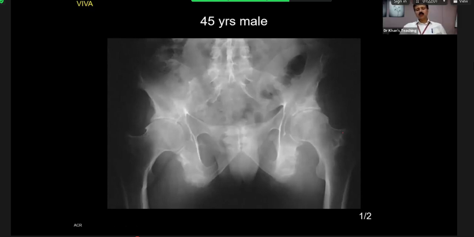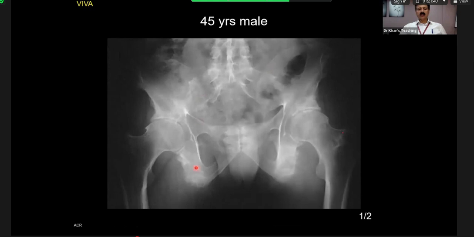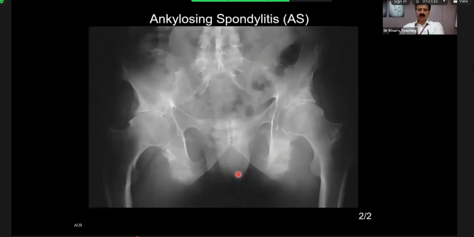They are fused. So this is what happens. When we use the word that in seronegative arthropathy there is new bone formation, this is what happens. Initially there will be erosions, and then there will be new bone formation, and the joint space will be completely filled up. So there is ankylosis of both SI joints. That is the key here. And with that, there is enthesopathy. So because this is bilateral symmetrical, ankylosing spondylitis will be up there as your number one differential diagnosis because it's bilateral symmetrical.